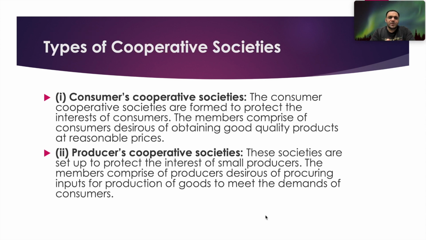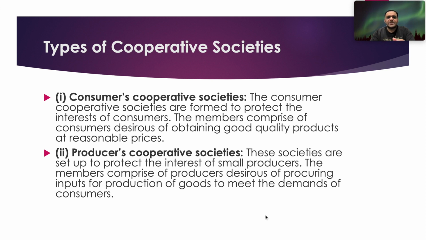Types of cooperative societies: consumers cooperative society first of all, and then producers cooperative society. Consumers cooperative societies are formed to protect the interest of consumers, meaning they talk about consumer rights. The members comprise consumers desirous of obtaining good quality products at reasonable prices. It's a team that is always working for good quality products at reasonable prices.